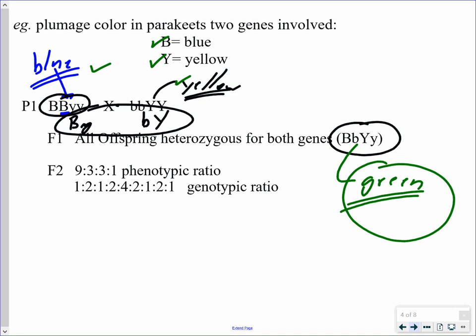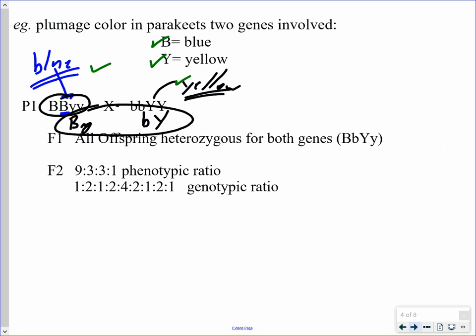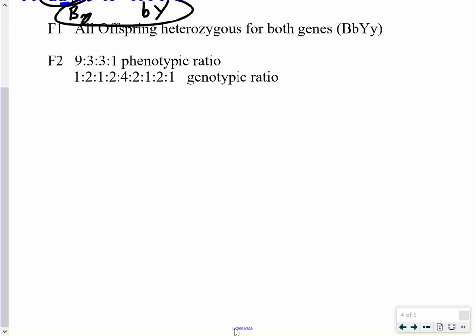If we were to now take these two individuals from the F1 generation and cross them, then what we would end up with in our Punnett square for the F2 generation, we would have to use all 16 squares in the Punnett square. And what that would result in is a 1 to 3 to 3 to 1 phenotypic ratio in this case.